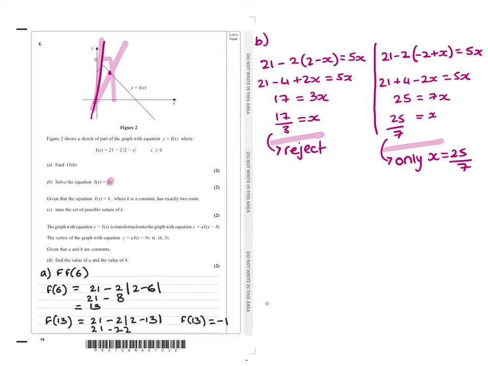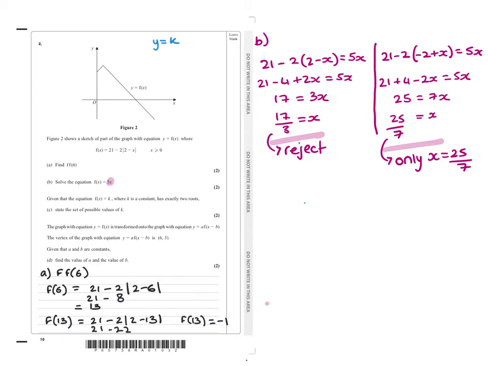Okay, part C. So, given that the equation f of x equals k, where k is a constant, has exactly 2 roots. Okay, so I'm just going to take away this drawing. f of x equals k. That means we have an equation y equals k, and it intersects twice, doesn't it? Is that what it said? Yeah, it has exactly 2 roots when it equals a number.